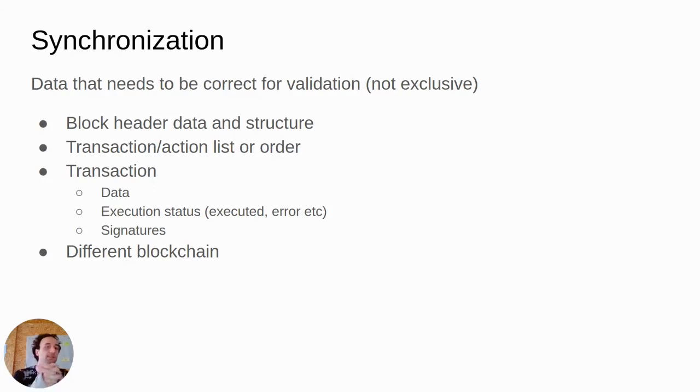So yeah, like I said, for me to accept somebody's block, it needs to pass all of the rules. It has to have the right block structure with the right summary of the transactions in the same order with the same execution status. It has to check that all of the transactions have the exact same data structure. The signatures are valid. There's ways to detect if it's on a different blockchain or not. And then I'll accept the block. Cool.